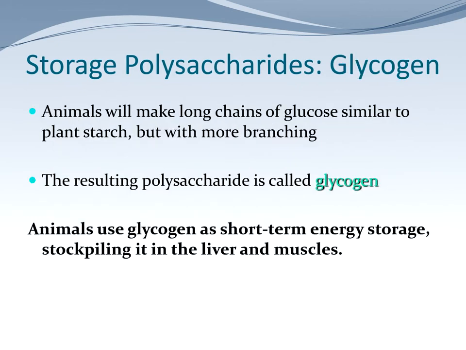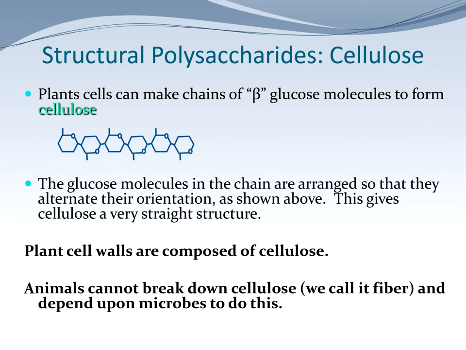Animal cells, such as your liver and muscle cells, will form a highly branched polysaccharide by linking many glucose molecules together, similar to the way a starch is built. This large polysaccharide is called glycogen. The next 2 polysaccharides are used for structure. When glucose in a slightly different configuration, called the beta configuration, is linked together in long chains, this forms a plant material called cellulose. Cellulose is the main component of all plant cell walls.